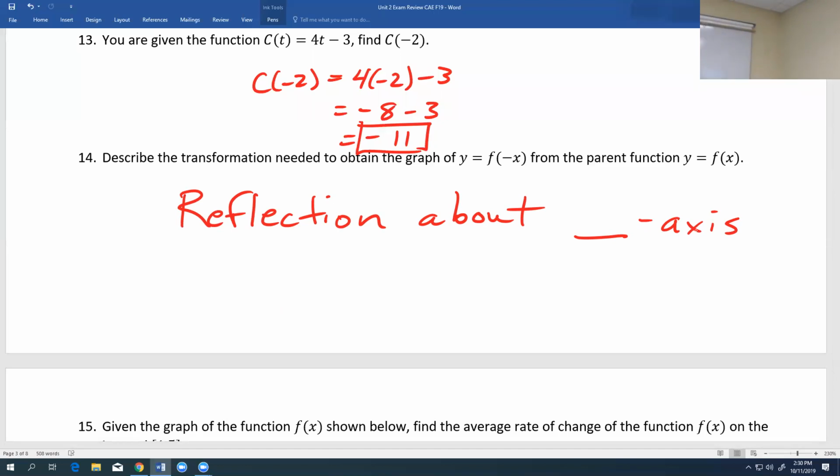The y-axis? Or they're just like, the x-axis? Because if it's... You were right the first time. Oh, okay. It's okay. No, it's okay. All right.